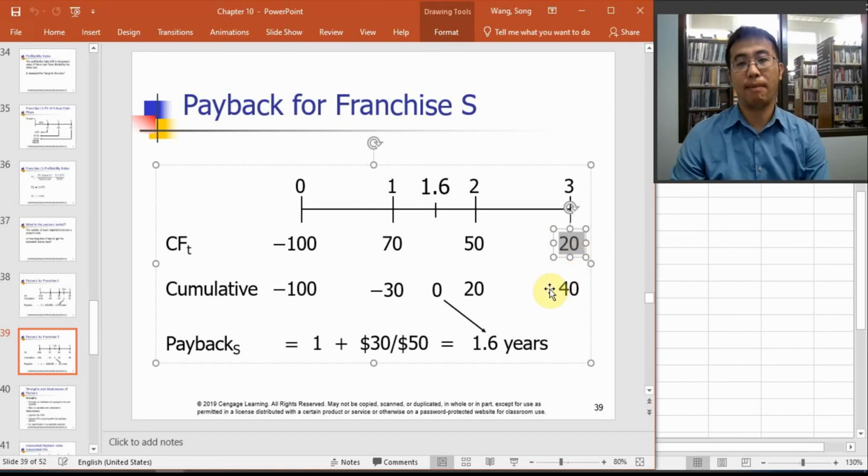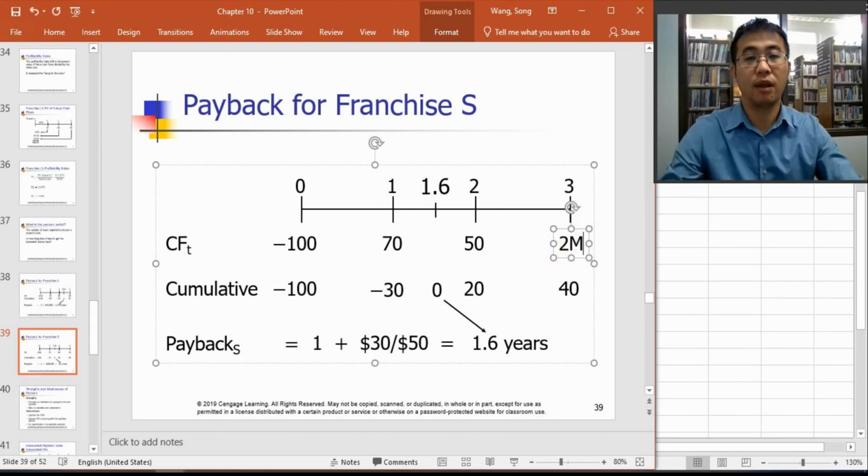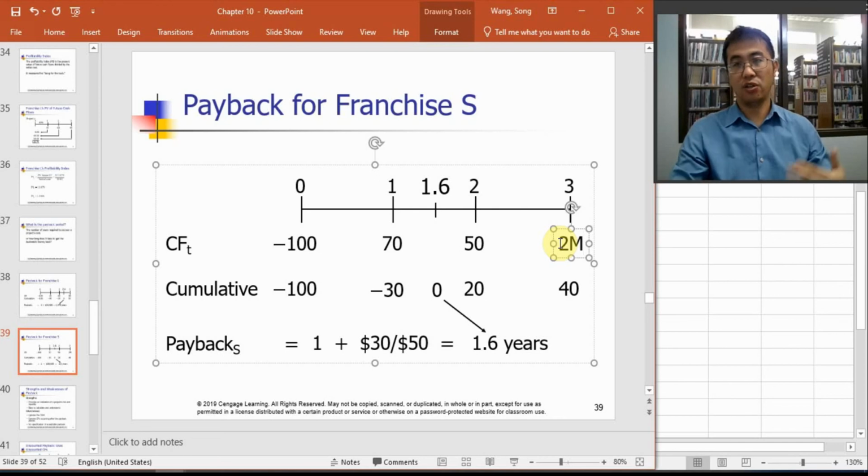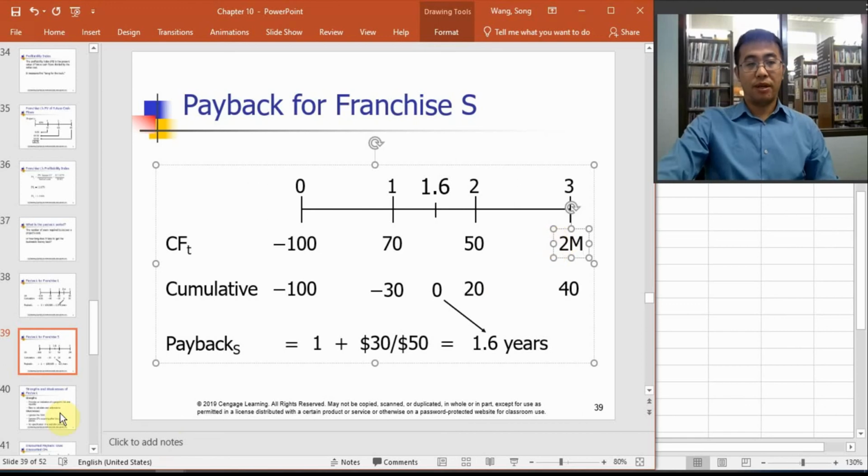Does that change my payback period? No, because the $2 million I make here is after my initial cost is recouped, so it will not be incorporated. All right, but would the $2 million dramatically change my NPV? Definitely yes. It changes from $18 to roughly $2 million. Would that change my IRR? Definitely yes, but it simply does not change my payback period.